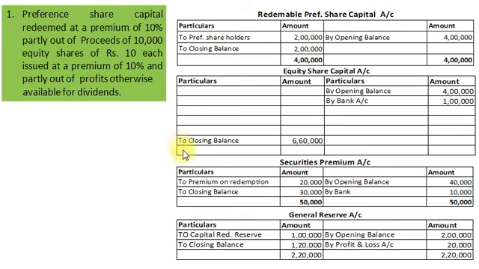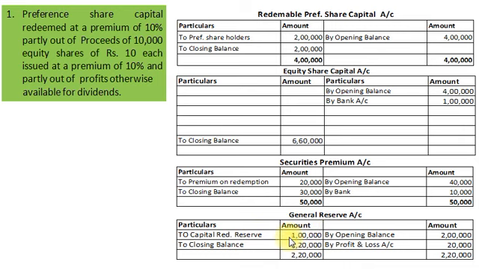Further, the company utilizes 1 lakh rupees out of general reserve and transfers it to capital redemption reserve account. So our accounting entry will be general reserve account debit to capital redemption reserve account rupees 1 lakh, and posting in general reserve account debit side to capital redemption reserve account rupees 1 lakh.